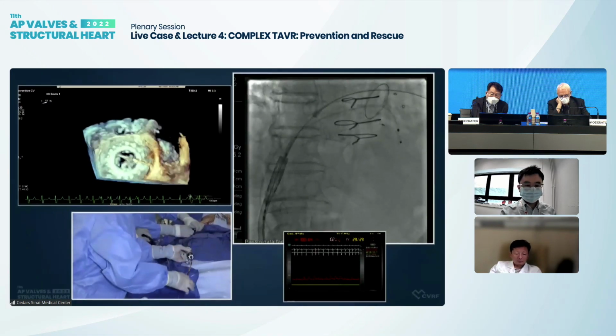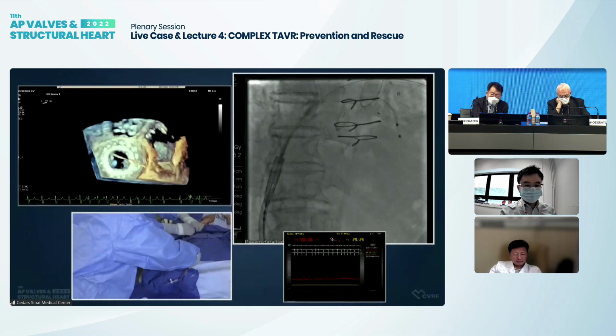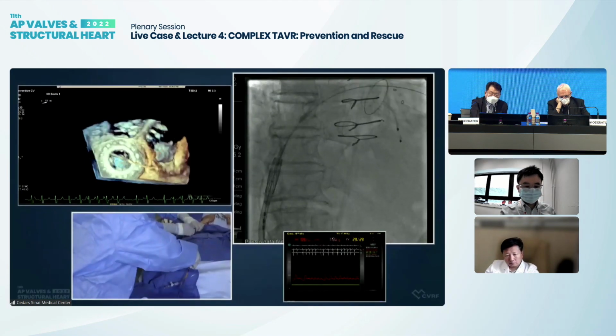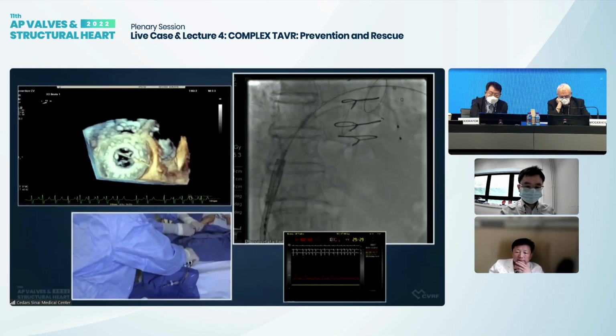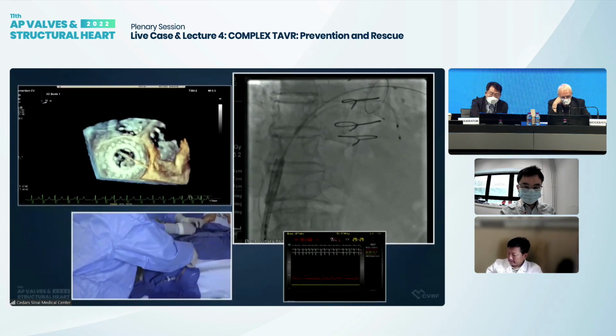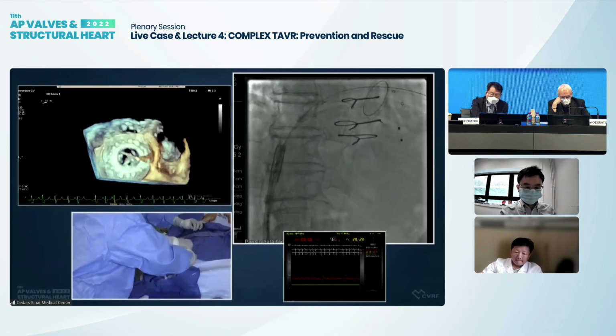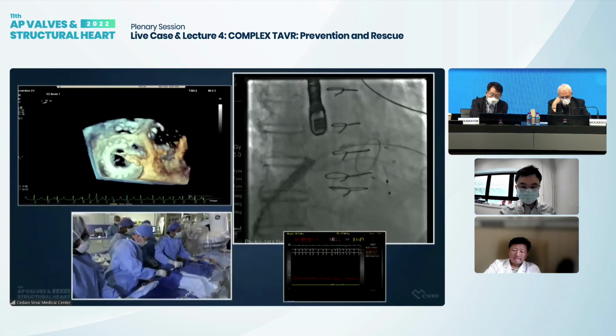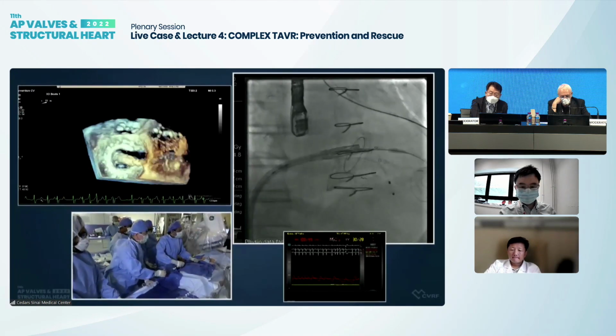Okay, as you can see, we are assembling the valve. Keep doing it, keep going, please. More. All right, okay. So now, 41. Wow, that was nice.